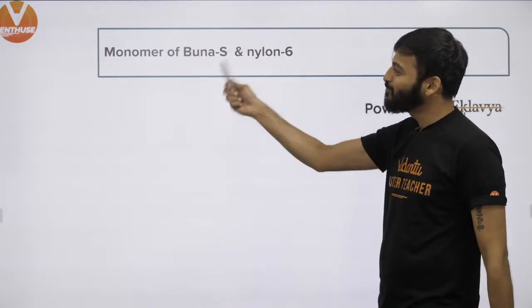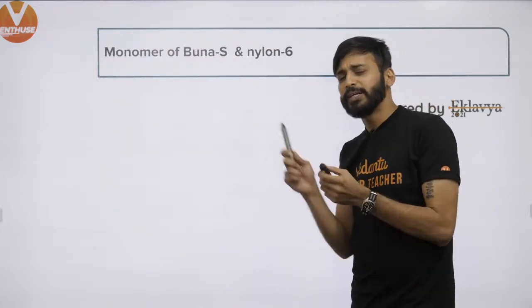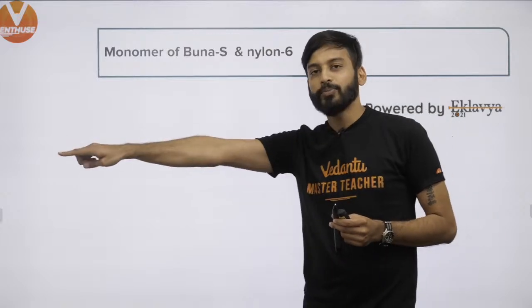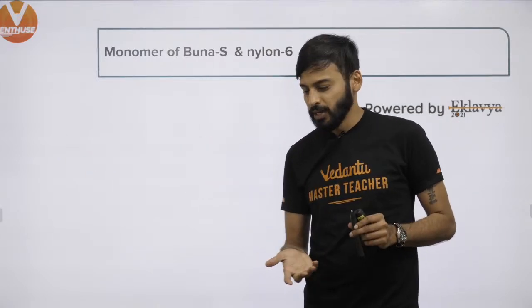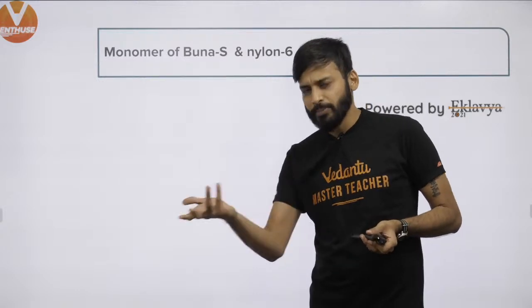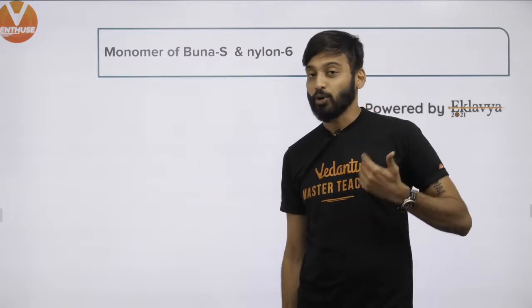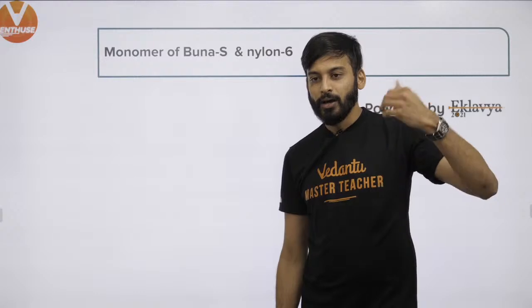Alright, monomers of Buna S and nylon 6. This was a pretty basic question directly from your NCERT. A direct question. Overall, the chemistry paper was very easy according to me. How did you feel?